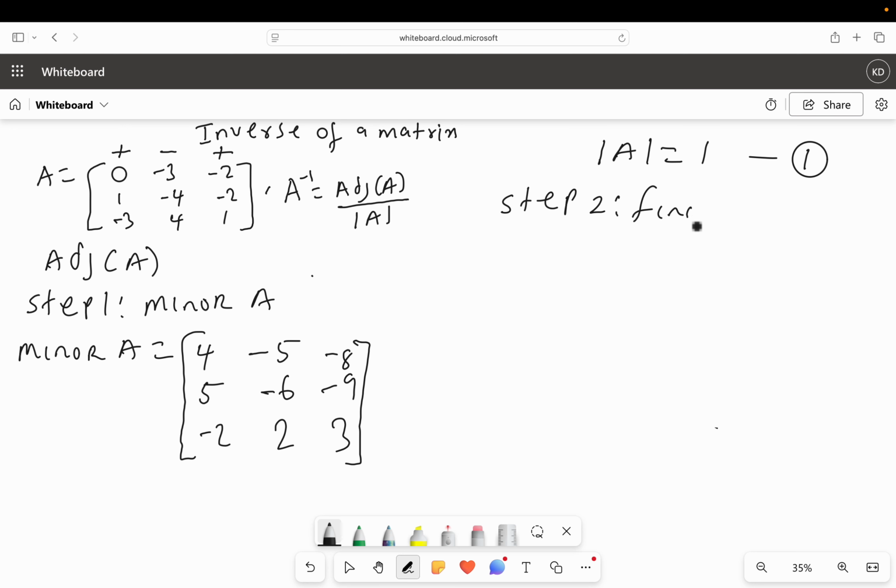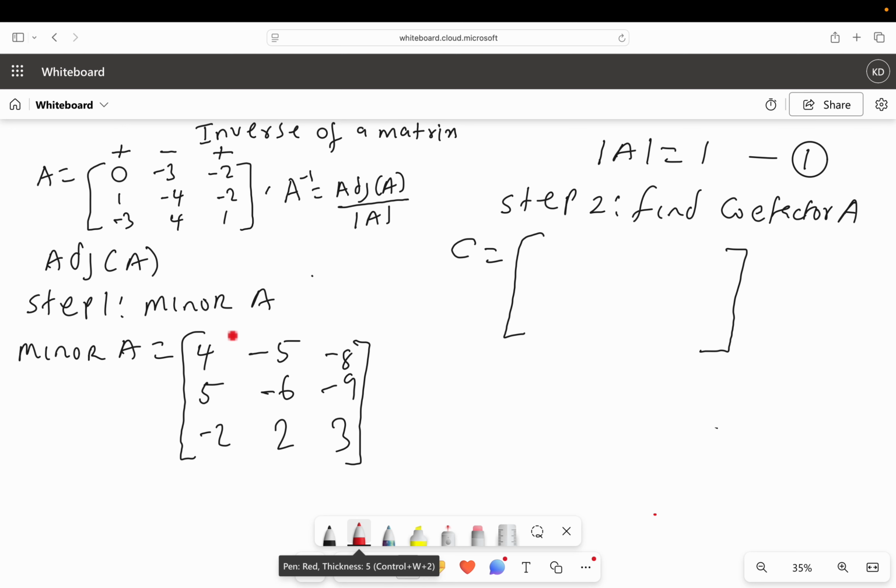find the cofactor of A. So cofactor of A given by C is also a 3 by 3 matrix, and you can find it by using the appropriate sign from the minor of A. And what that means is we switch the signs in the rows and the columns.